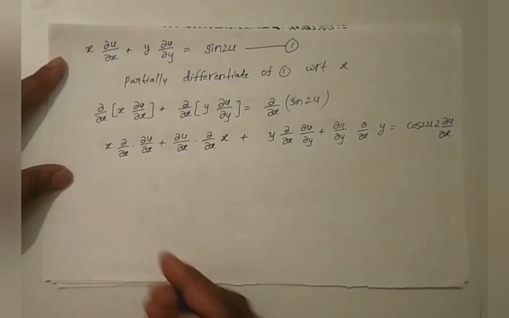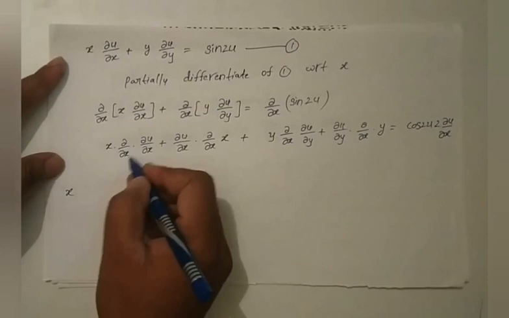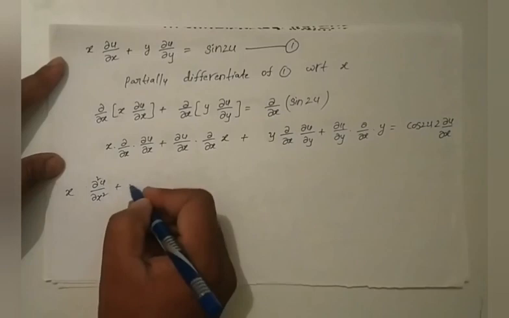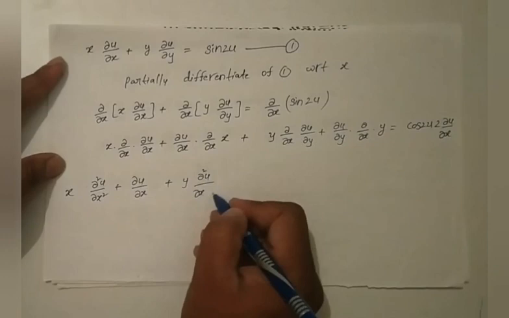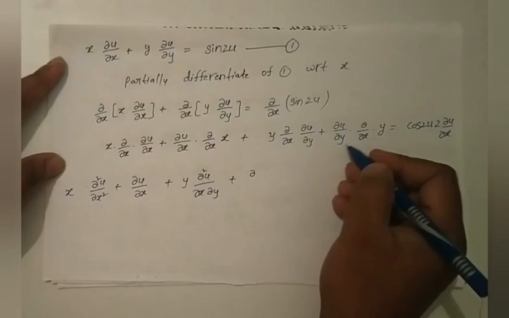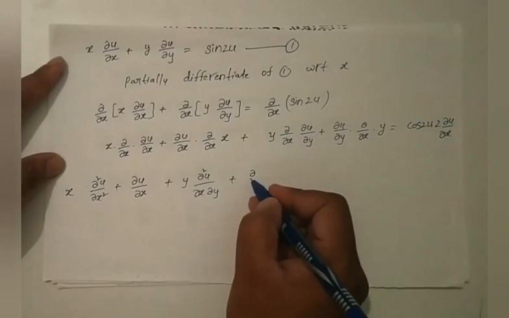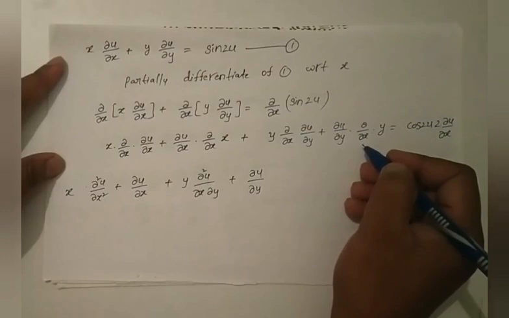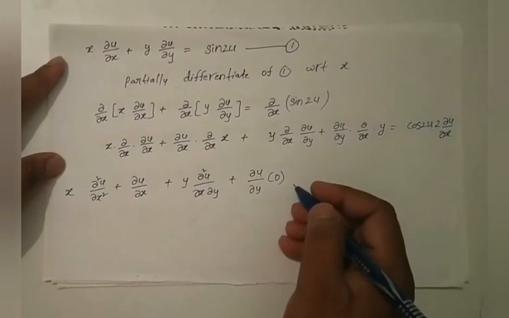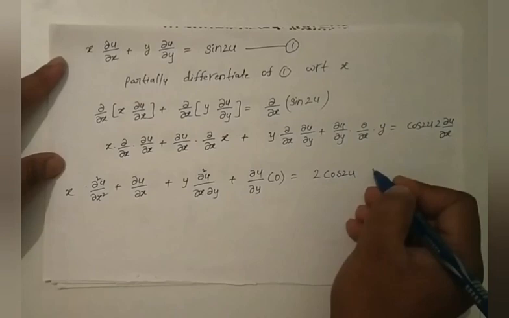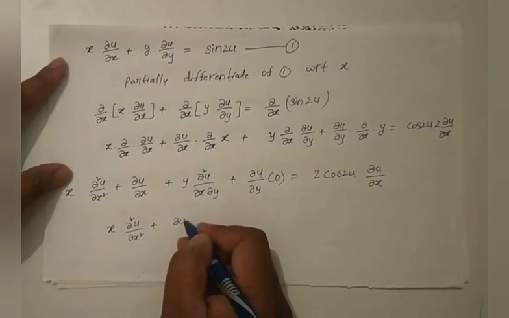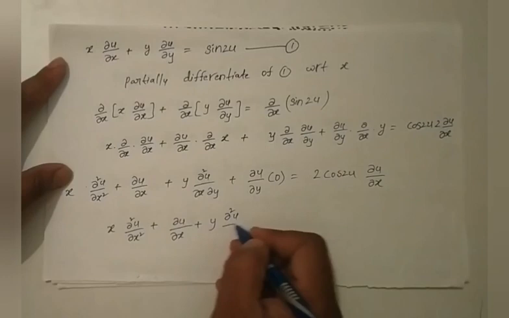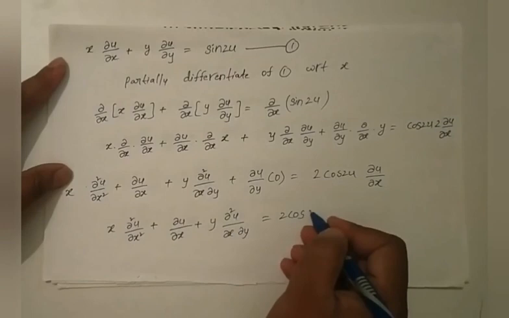So which is equal to x ∂²u/∂x² plus ∂u/∂x times 1, plus y ∂²u/∂x∂y, plus ∂u/∂y times ∂/∂x of y. Here the partial derivative of y with respect to x is 0, because in this case y is constant. Please check it. Which is equal to 2 cos 2u ∂u/∂x. So finally we get x ∂²u/∂x² plus ∂u/∂x plus y ∂²u/∂x∂y is equal to 2 cos 2u ∂u/∂x.